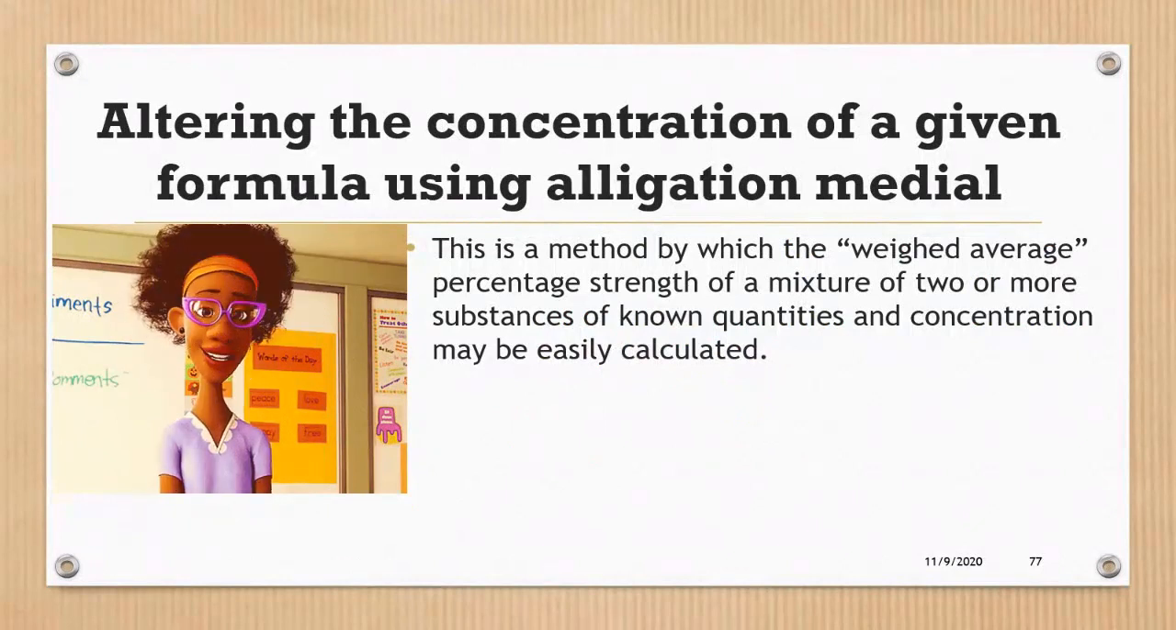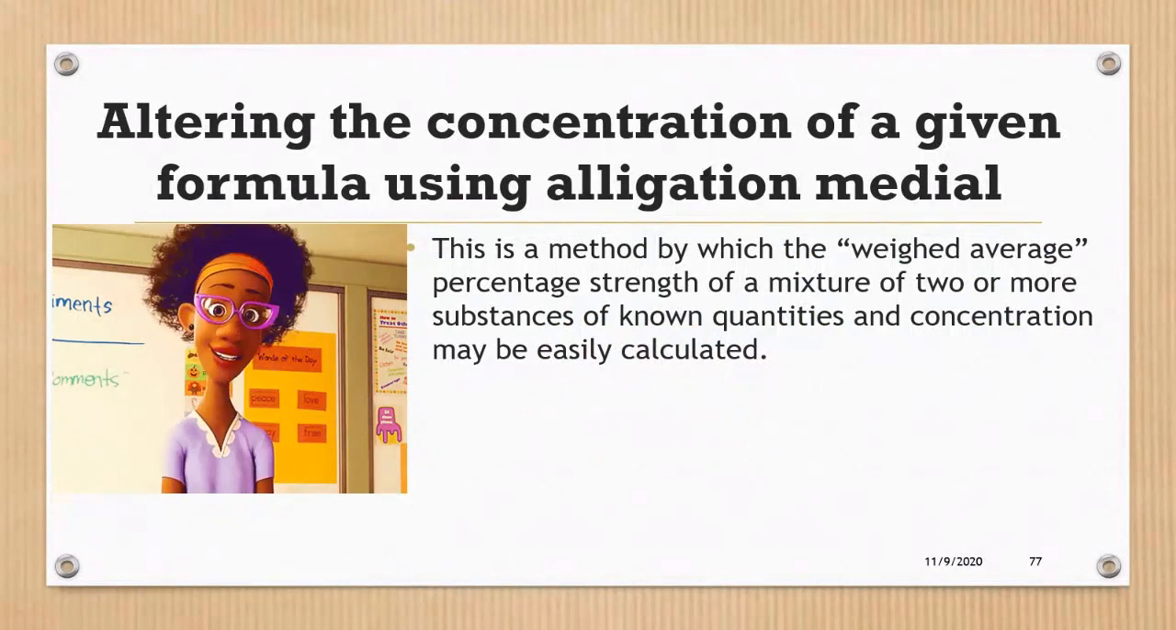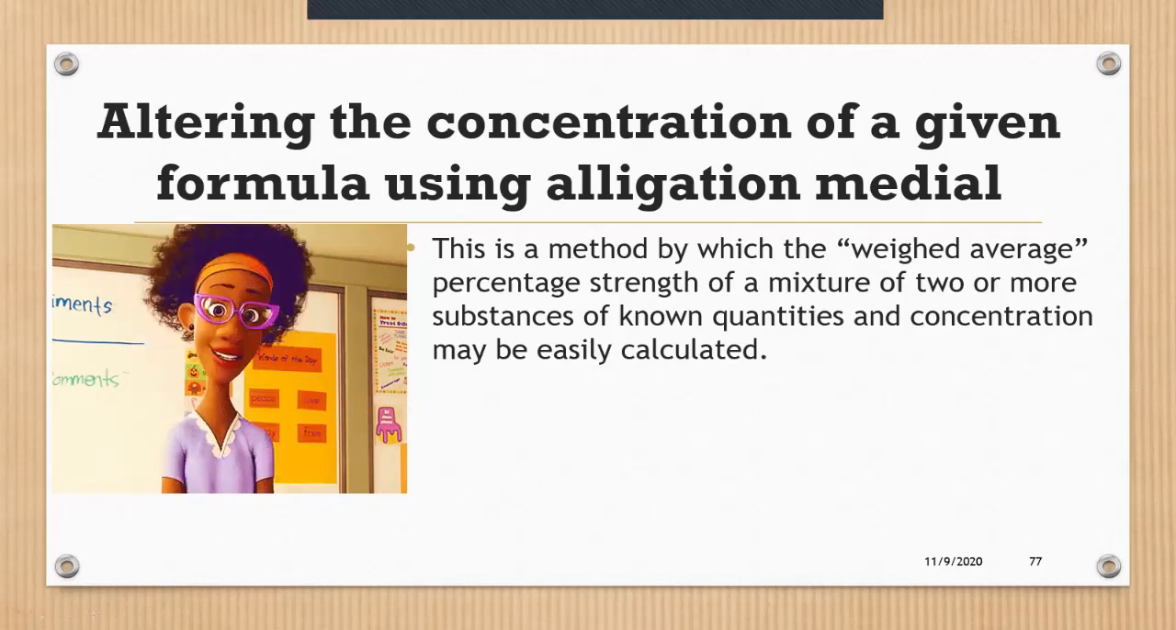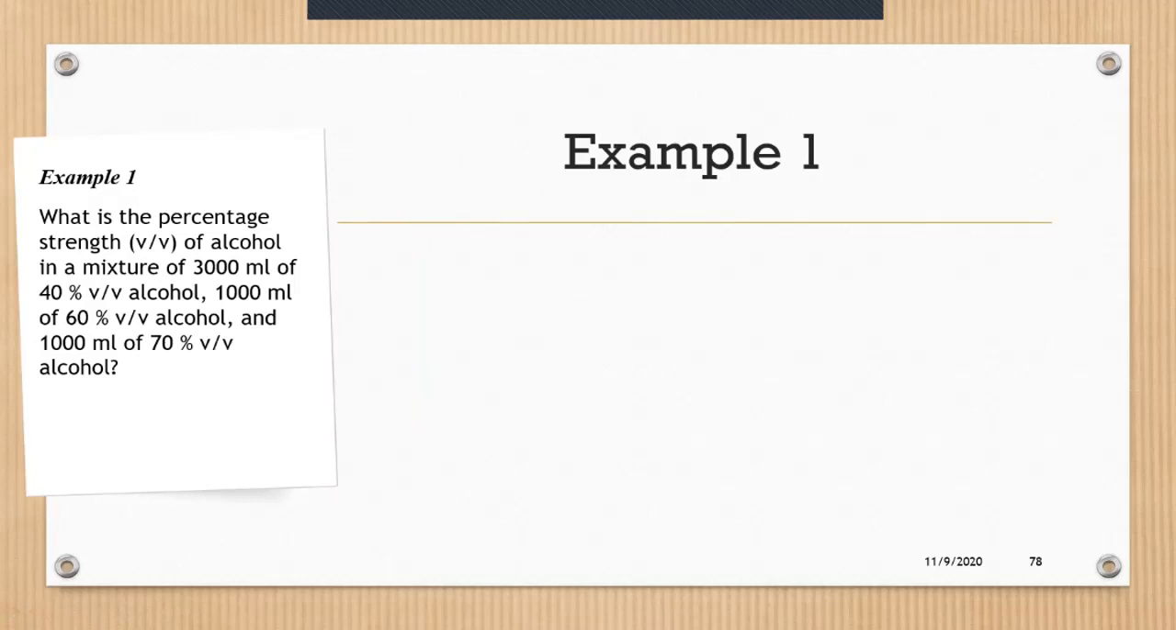What is alligation medial? It is an arithmetic method used in which the weighted average percentage strength of a mixture of two or more substances of known quantities and concentration may be easily calculated. So I'm going to show you an example.